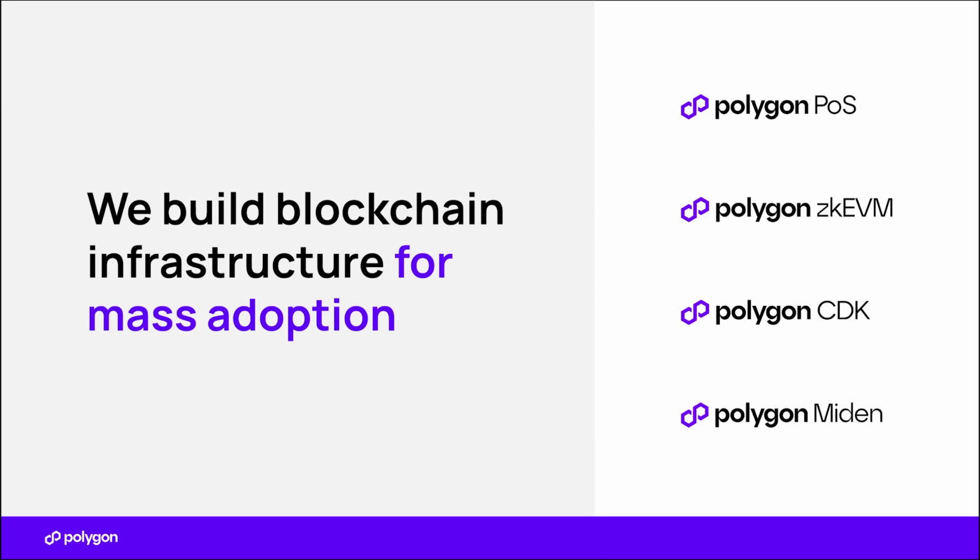So Polygon is a layer 2 project. What does that mean? That means that Ethereum is a protocol that is a programmable blockchain. This means that you can run and execute smart contracts on top of it.